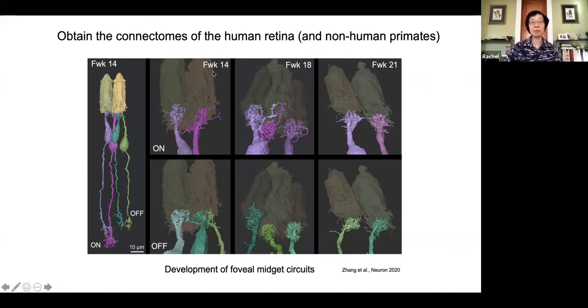And I think getting connectomes for human retina is really important for some obvious reasons we'll describe next. And the connectomic approach can also be used to help us study the development of human circuits like the fovea circuits in this example shown here.